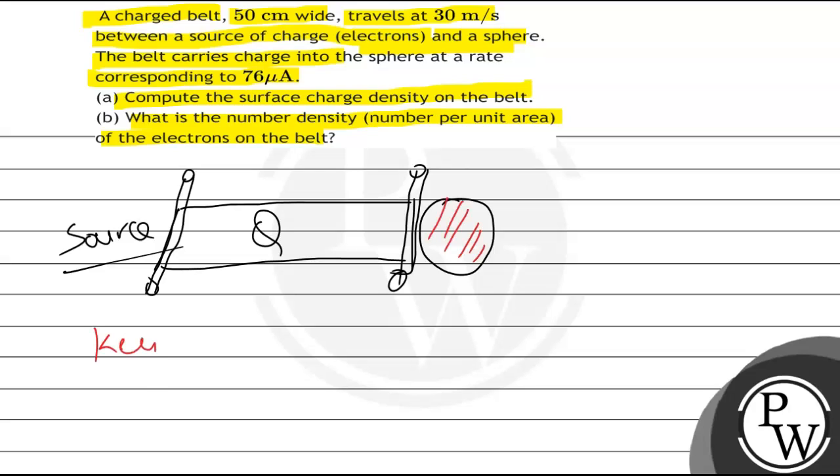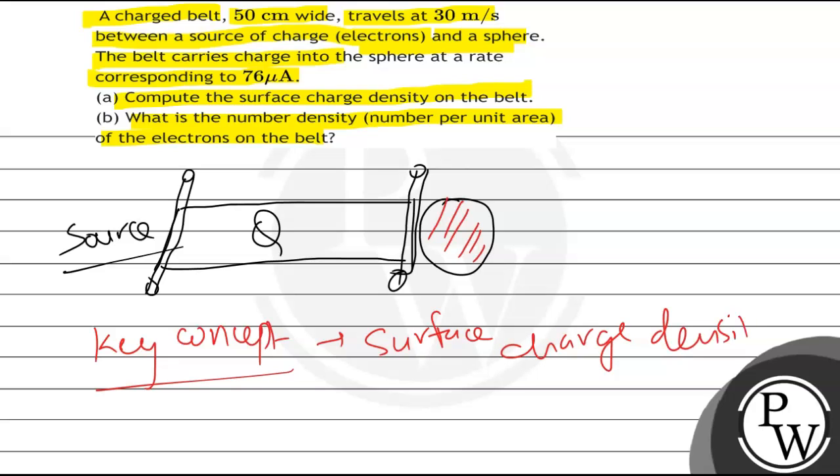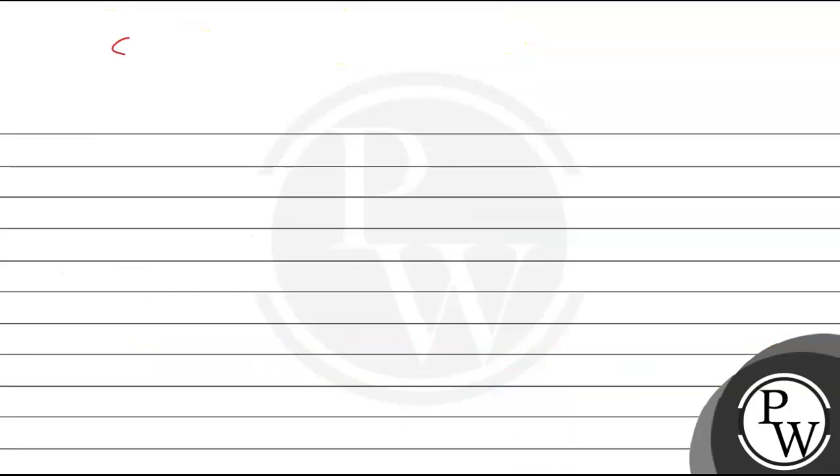So the key concept of the question is surface charge density, which can be defined as charge per unit area. This is the surface charge density. Now let us solve the question.